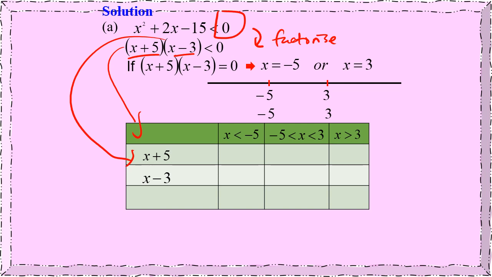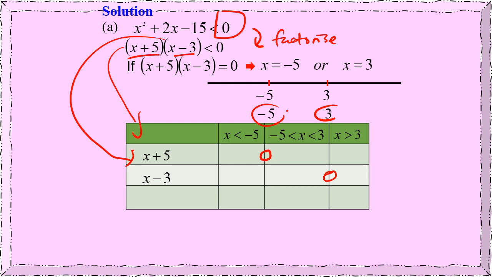So what you need to do, we just take x plus 5. What is the root for x plus 5? It's negative 5, right? So we put the circle on negative 5. And then for x minus 3, where is the root? So the root is 3. So for this root, you put the circle for the 3 here.